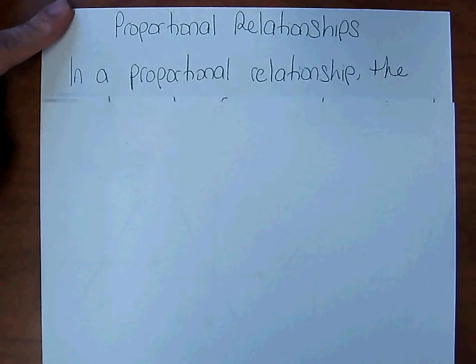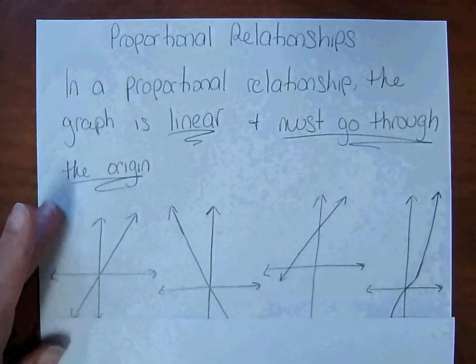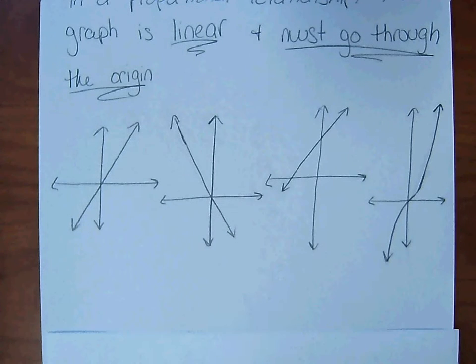Proportional relationships. In a proportional relationship, the graph is linear and it must go through the origin. So here we have 4 different graphs. So let's figure out which ones are proportional and which ones are not.